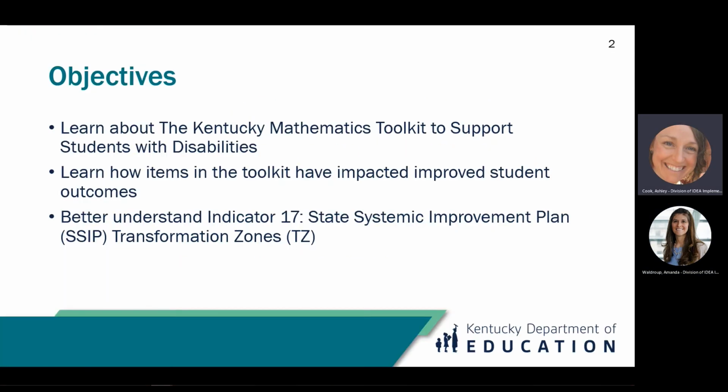So, what we're going to do in this recording is learn more about the Kentucky Mathematics tool to support students with disabilities. We're going to learn how items in the toolkit have impacted improved student outcomes. And we'll spend a little time to better understand Indicator 17 and the State Systemic Improvement Plan, or the SSIP, transformation zones, or TZs.